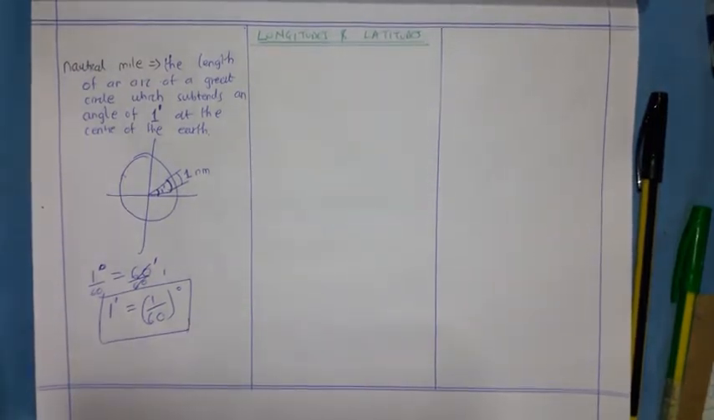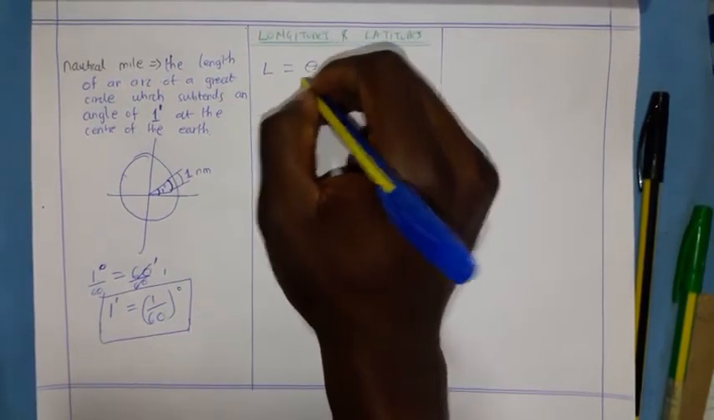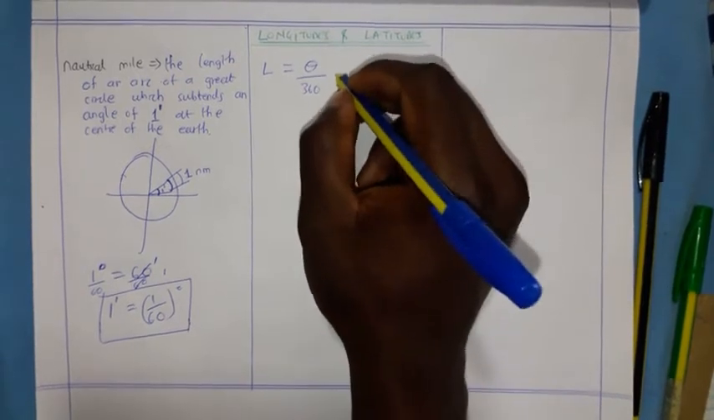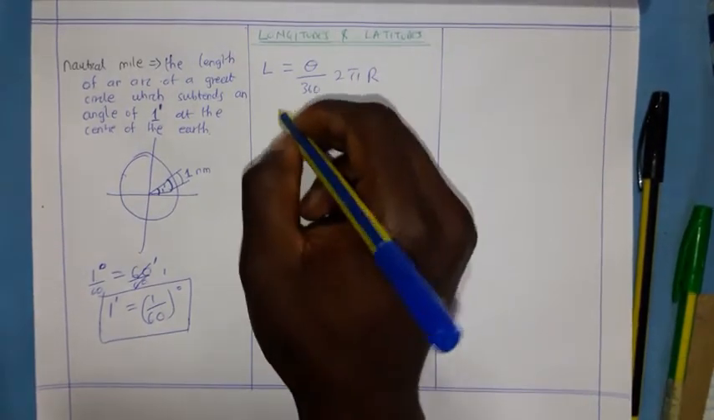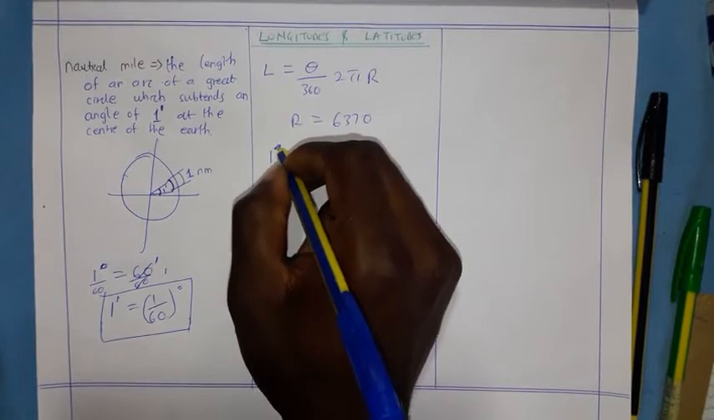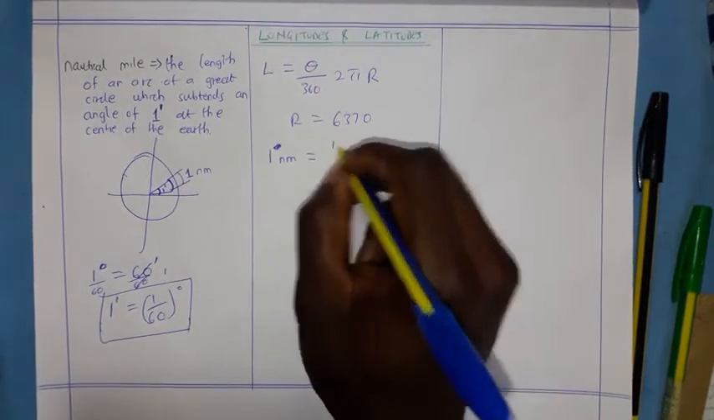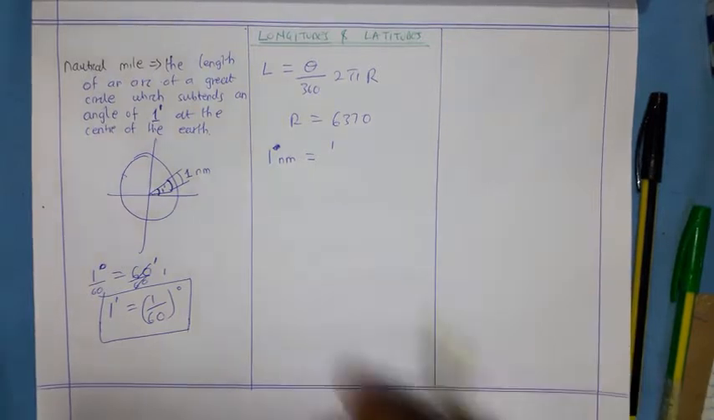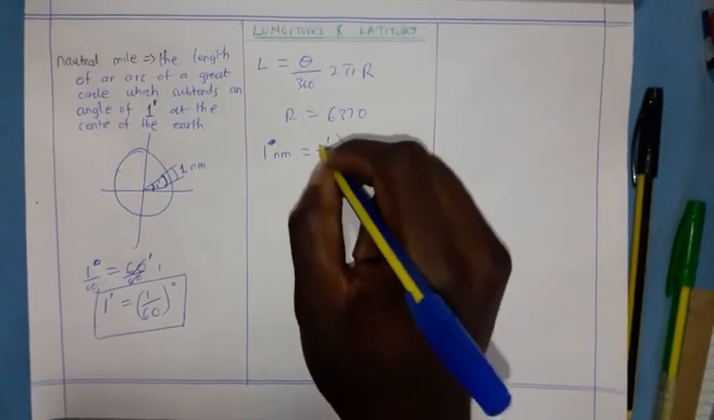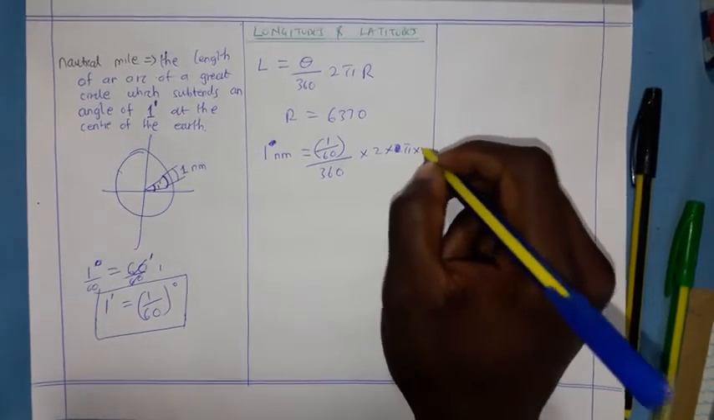We know that calculating the length of an arc is simply L is equal to theta all over 360 multiplied by 2 pi r, of which r we shall assume to be 6370. Now our length is 1 nautical mile. This will be equivalent to the angle, which will be 1 over 60, divided by 360, multiplied by 2, multiplied by pi, multiplied by 6370.